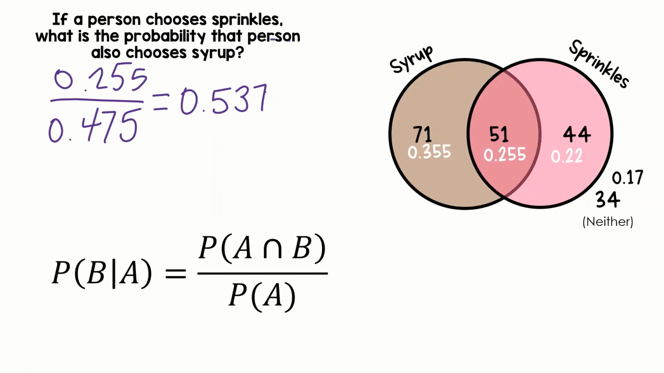Let's see if our second example follows that same formula. The probability of B given A. Now we need to be careful here. B given A, which one was given in this problem? In this case, we're given that the person has chosen sprinkles. So we want to be sure that our given is still A. Then we can still follow this same format. The probability of the intersection of A and B, that's represented in the middle, divided by the probability of A, which is this total group of people who chose sprinkles.